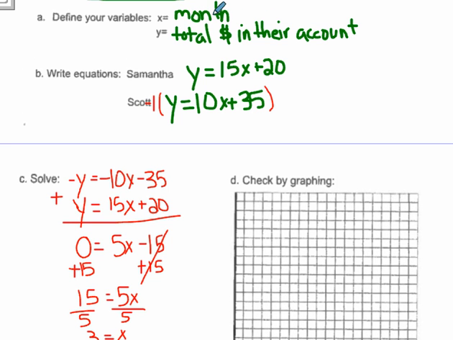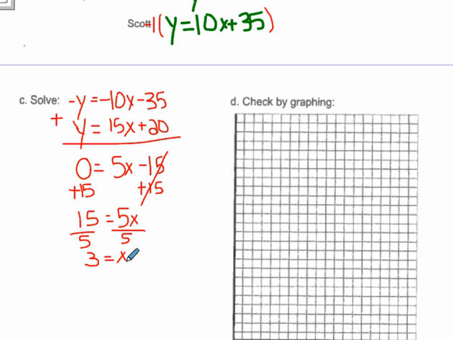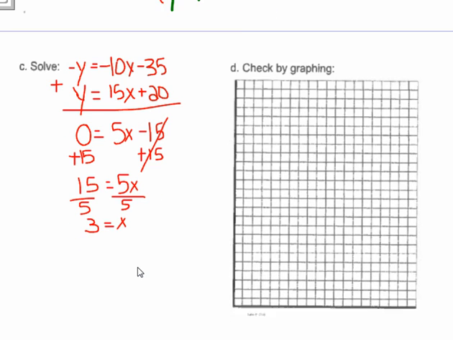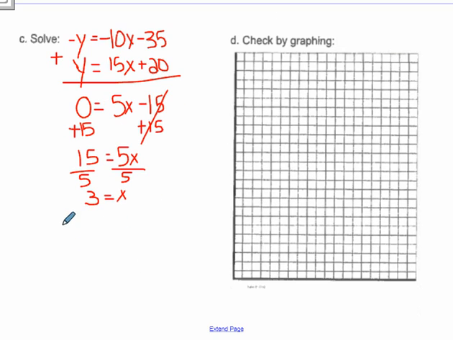We know from defining our variables that x is the month. So I know that at the 3rd month, after them saving money for 3 months, that's when they're going to have the same amount. But in order to find how much that is, I need to take the 3 and replace it back in the equation for x. I'll do that in green so you can see that a little bit better. I'll rewrite. It doesn't matter which equation I choose. We'll just choose the second one.